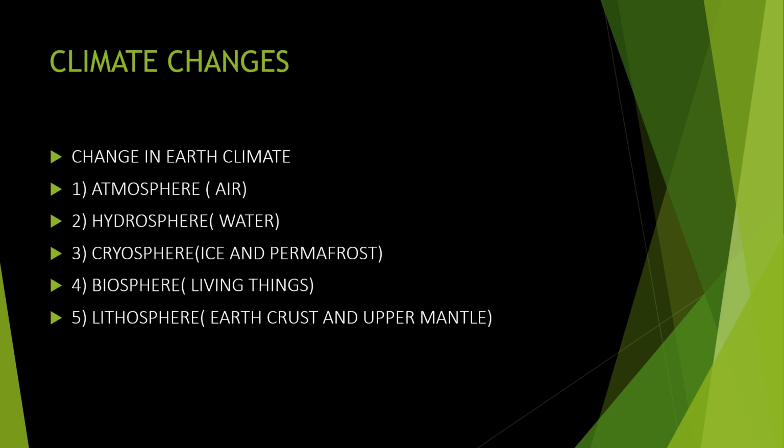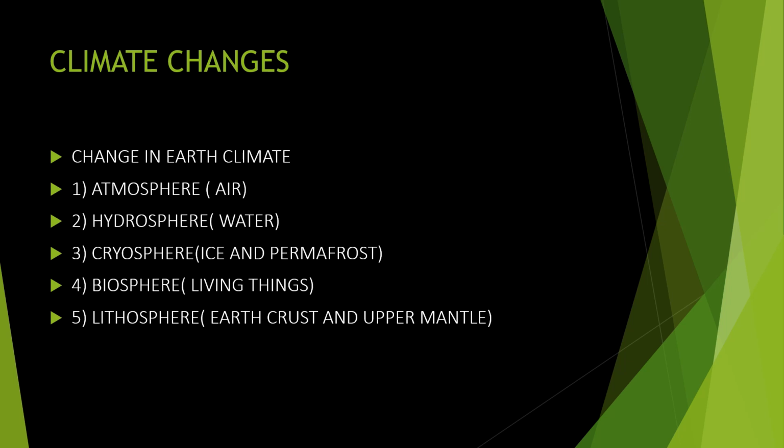Next is the hydrosphere. Hydro means water. The hydrosphere is the area where water is there. Then the cryosphere is there. The cryosphere is the area where ice and permafrost are there. Ice and permafrost area is known as the cryosphere. Next is the biosphere, the living area. The living area is what we know as the biosphere.